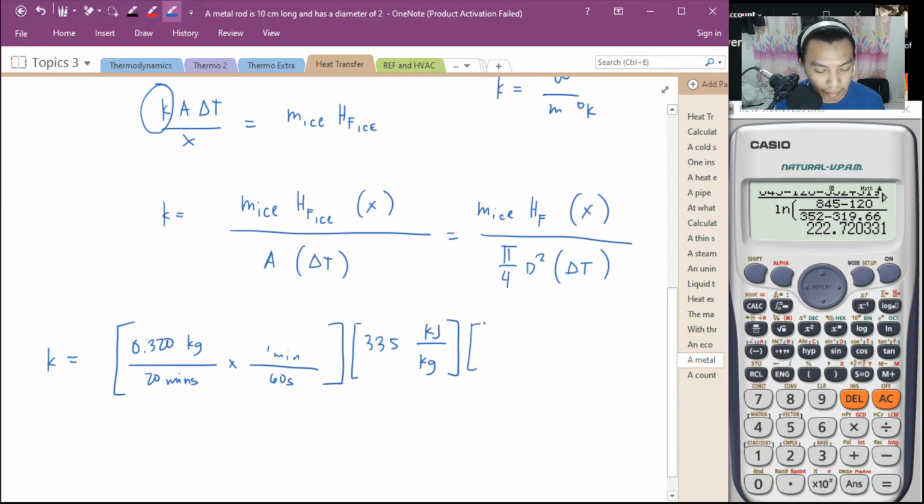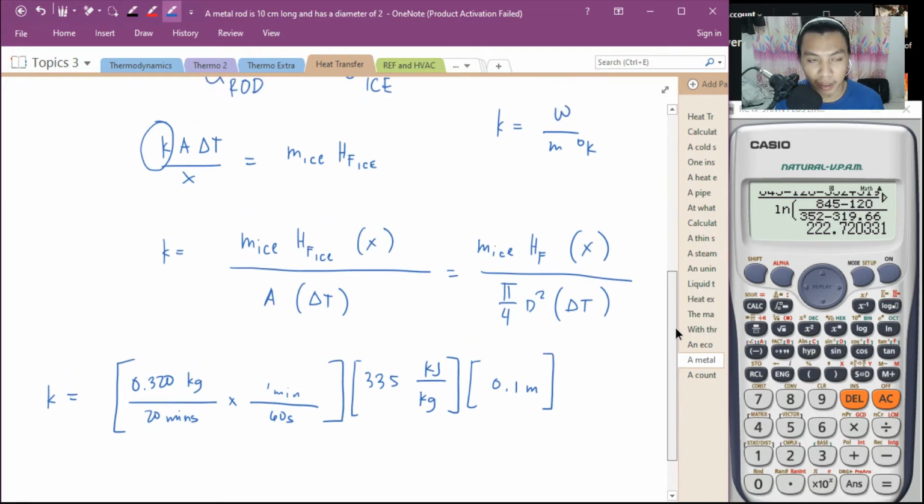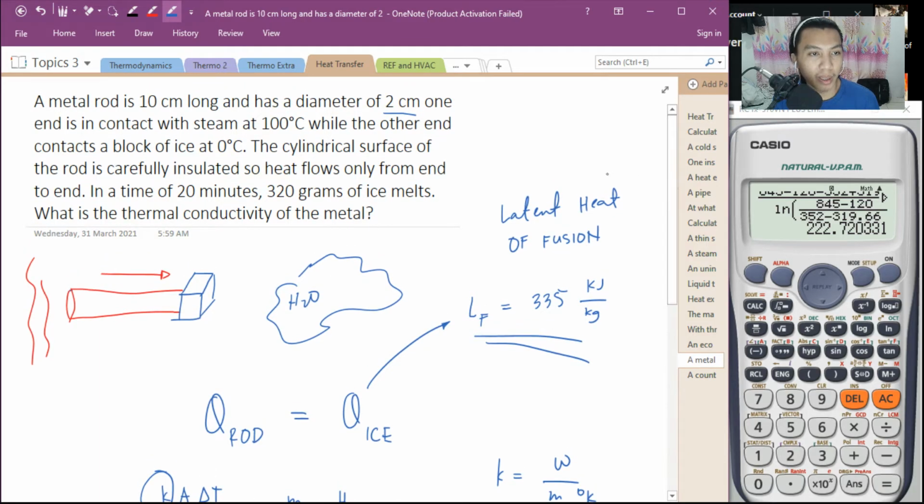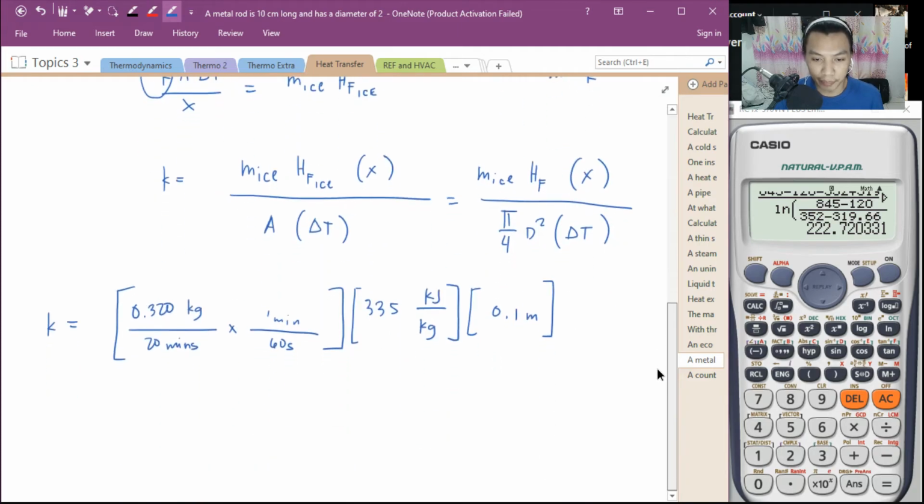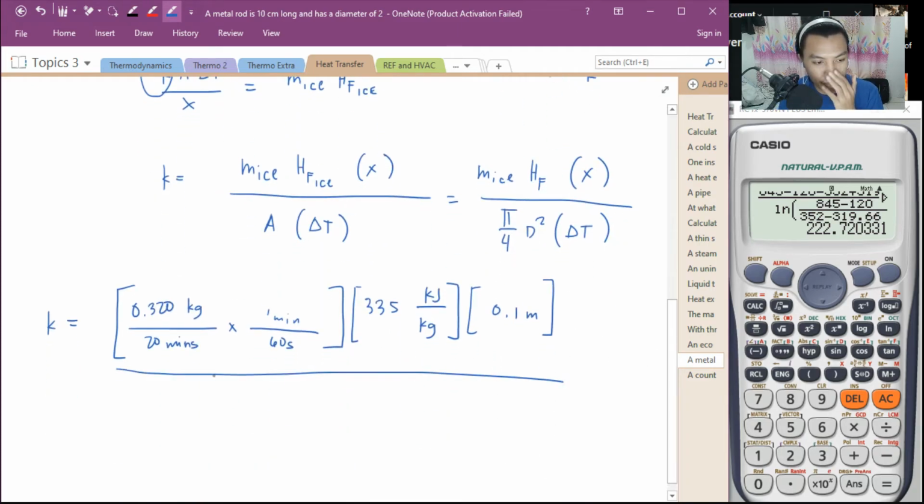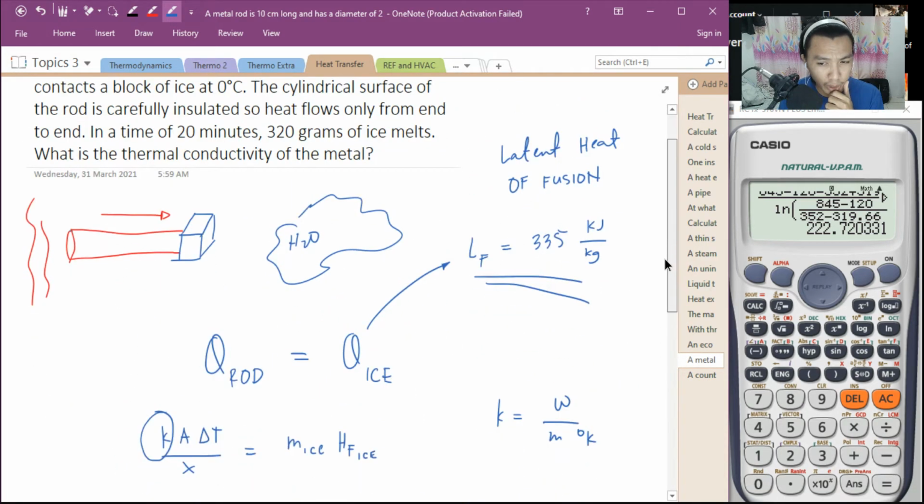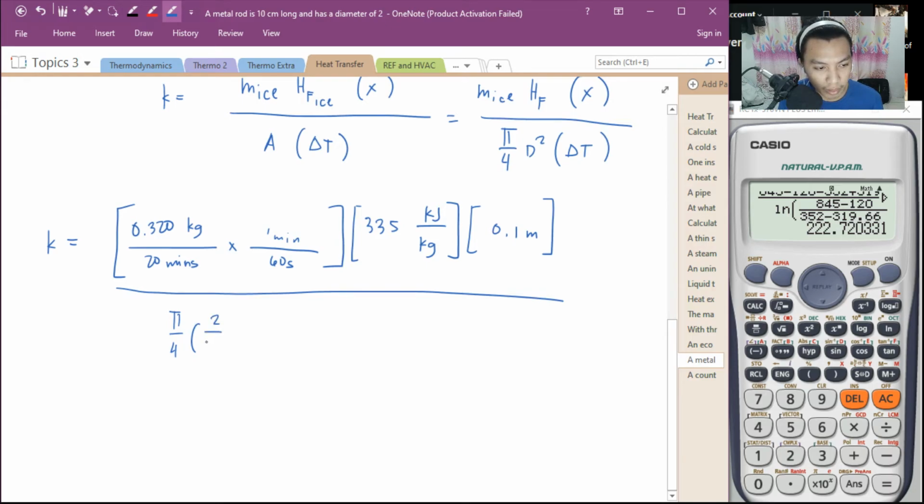I multiply it with 0.1 meter. Bakit, sir? Ba't naging 0.1 meter? Ayan, no? Other end, 10 cm long. Diba? The length is 10 cm or X. 10 cm, 10 over 100, 0.1 meters. Okay? Divided by the area, pi over 4. Ano yung D na binigay dyan? I think 2 cm. Okay, 2 over 100 meter squared.